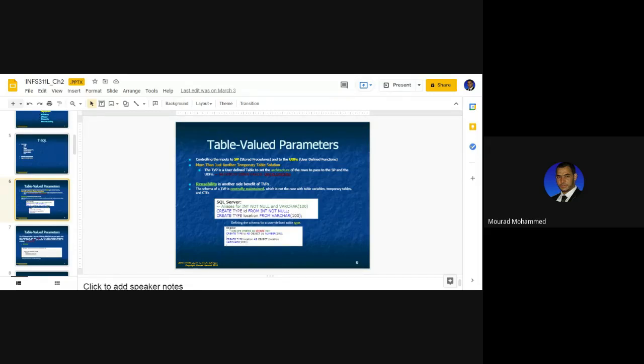Here we may say that the table valued parameter is a sort of temporary space that the program uses for whatever is needed in a short way and in a very fast way. This is the most important.